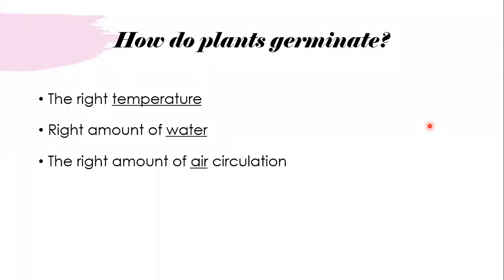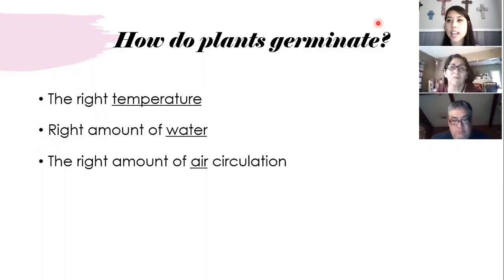How do plants germinate? Well, they have to have the right temperature. They have to have the right amount of water and the right amount of air circulation. What Miss Espino just said is that it has to have the right temperature, which means a plant is not going to grow in the winter. You're not going to have a sunflower grow in the wintertime because it has to have the right temperature.